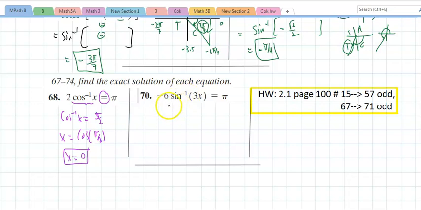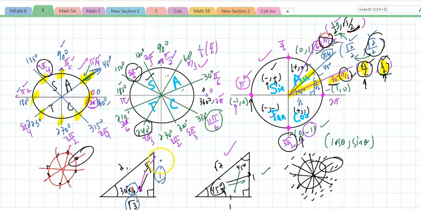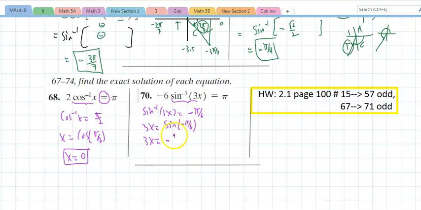Same deal here. To solve this equation, you isolate the inverse trig function by itself. The inverse sine of 3x equals negative pi over 6. That means 3x is the sine of negative pi over 6. 3x equals negative, and the sine of pi over 6, sine of pi over 6 is 1/2. And the reason it's negative, you're in this quadrant, in this quadrant, the value is negative, so x is negative 1/6.